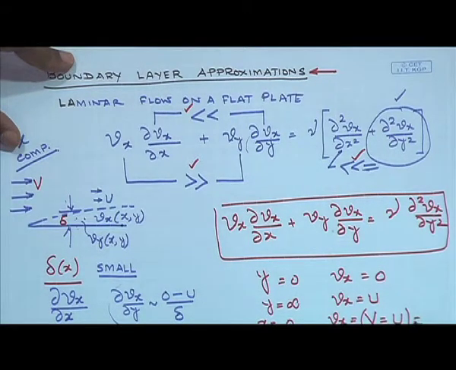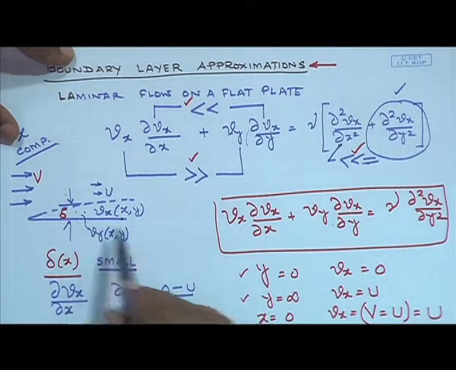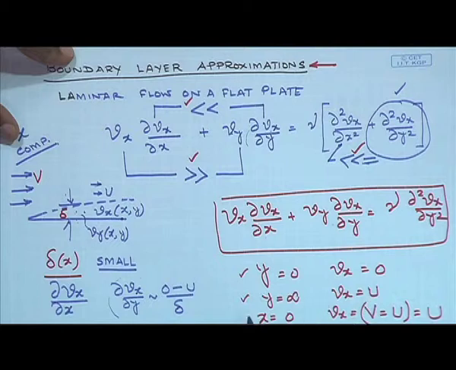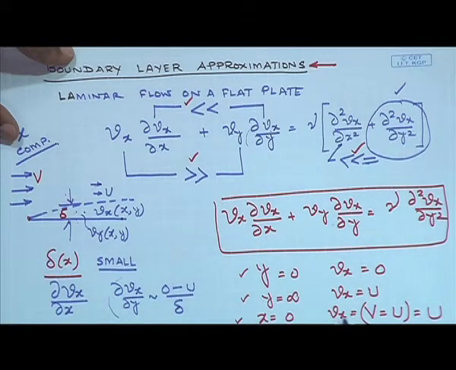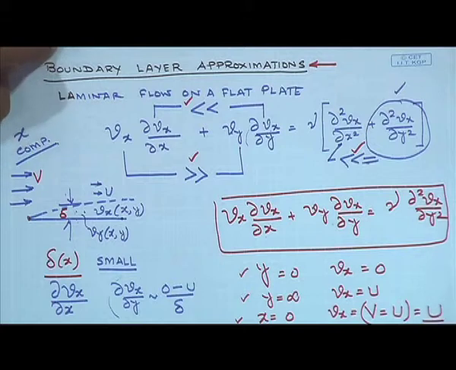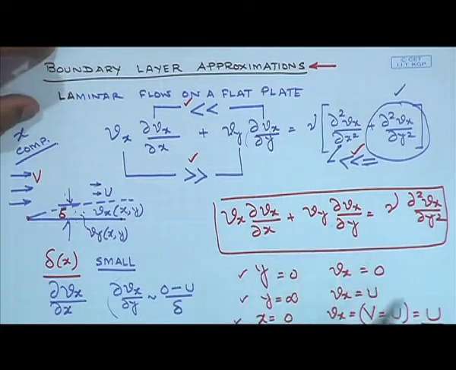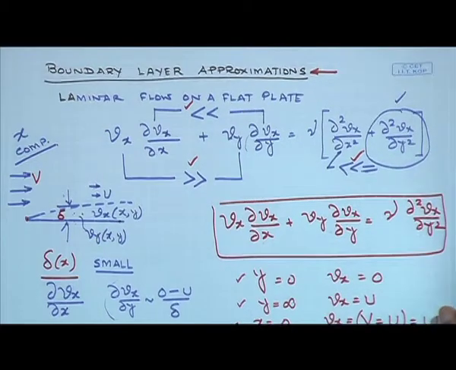So, the three conditions that are needed to solve this equation are, at y equals 0, the no slip condition; at y equals infinity, far from the flat plate, the velocity is equal to the free stream velocity; and at the beginning, at x equal to 0, the velocity for a flat plate is equal to the free stream velocity. So, this equation now has to be solved using the following three boundary conditions.